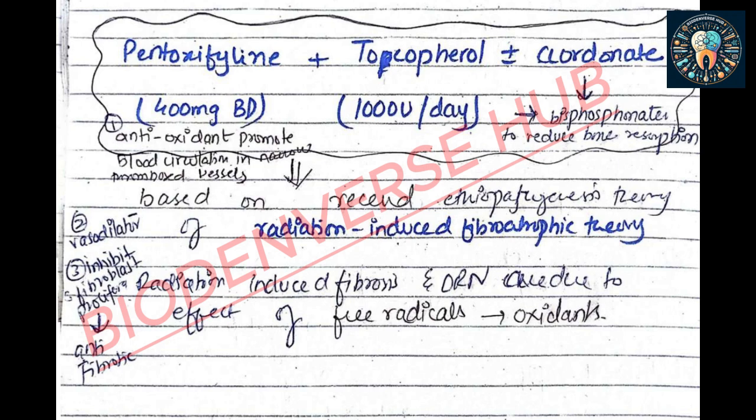As pentoxifylline is an antioxidant, it basically promotes blood circulation in the narrow thrombosed vessels. Secondly, it also acts as a vasodilator, and thirdly, it inhibits fibroblast proliferation and hence acts as an antifibrotic agent. Clodronate is a bisphosphonate, and it is used to reduce bone resorption.